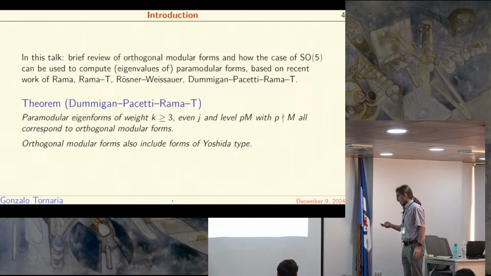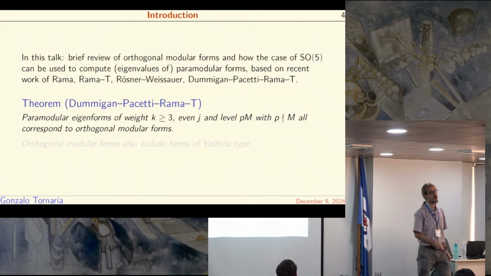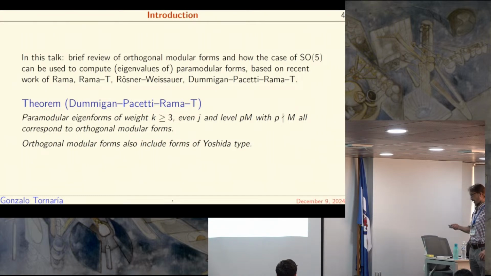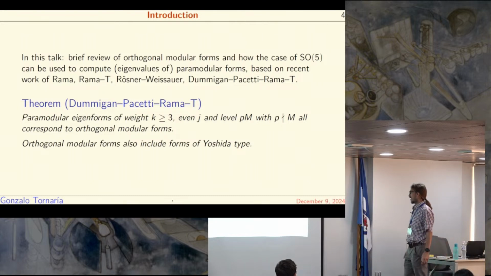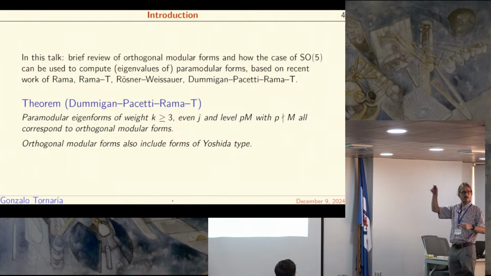So every paramodular form with this condition can be recovered from some orthogonal modular forms. That's our main theorem, which was published this year in Mathematics of Computation. It's not a bijection, but we understand pretty much what shows up on the orthogonal modular form side. Orthogonal modular forms also include some forms of Yoshida type, and there are no paramodular forms of Yoshida type. But this is actually interesting. At first sight, it looks like we are getting stuff that we don't want, but sometimes to prove congruences it's actually a benefit that we have these forms, because some congruences we prove going through Yoshida lifts.